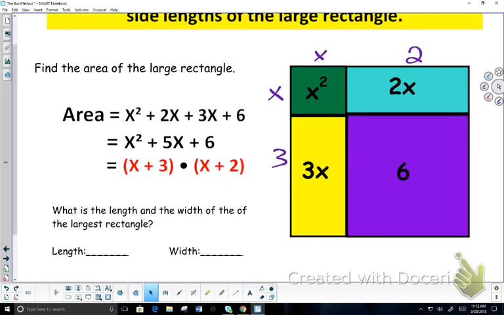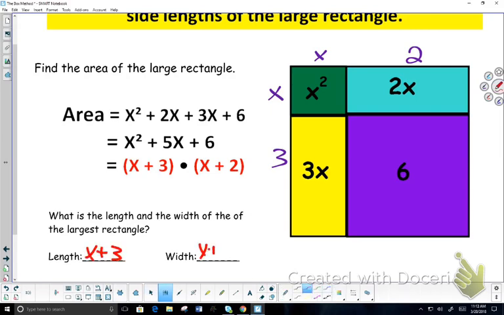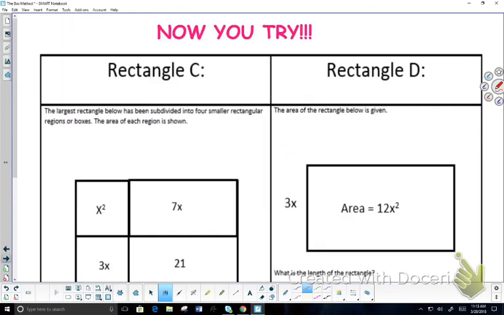Okay, so which one do you think is the length? X plus 3 or x plus 2? X plus 3. Okay, so then we'll put x plus 3 here. And so therefore, then our width would be x plus 2. Would it be wrong if you put x plus 2 and x plus 3? No, it's all in how you look at that rectangle. Don't get yourself worried about that. Okay? So now you try C and D.